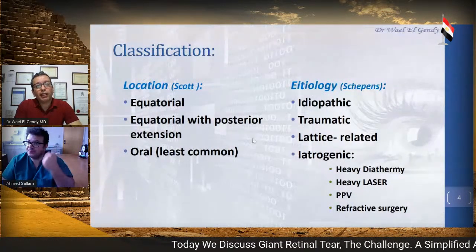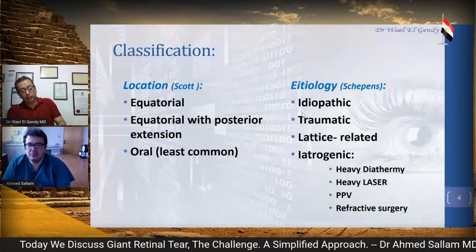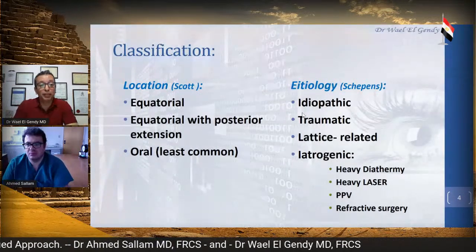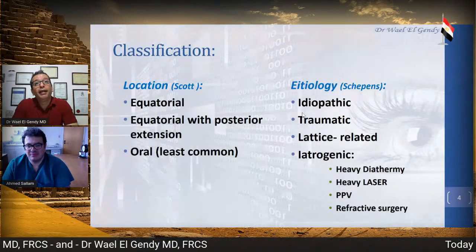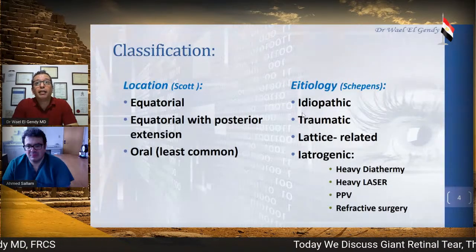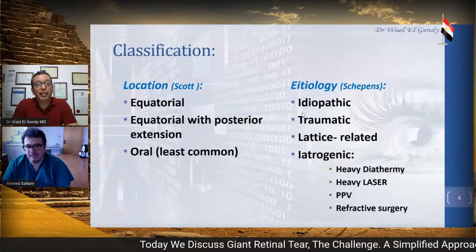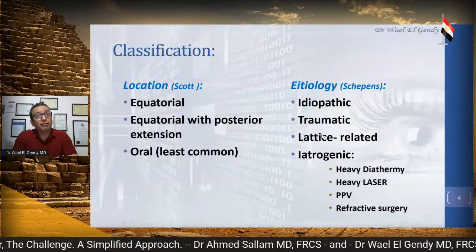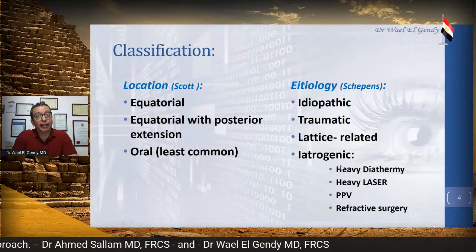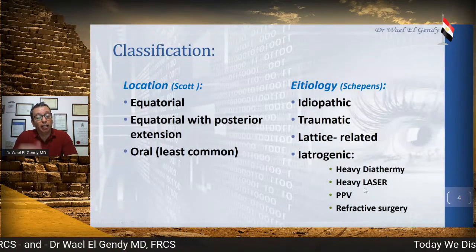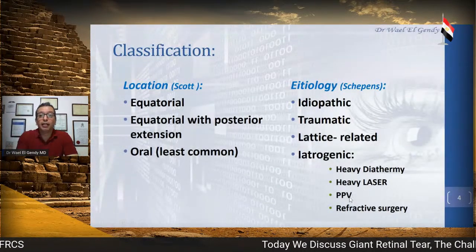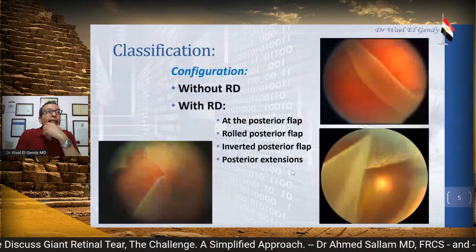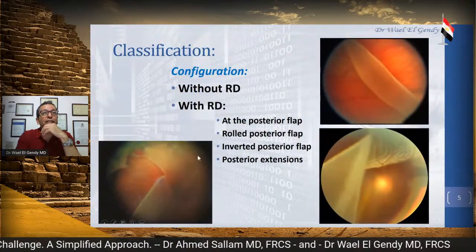The etiology can be idiopathic. It can be traumatic, following trauma, whether open wound trauma, closed wound trauma, or surgical trauma, whether it's vitrectomy, cataract, complicated cataract, or even refractive surgery. It could be lattice related. It could be iatrogenic with heavy diathermy, heavy laser, pars plana vitrectomy, as we said, cataract surgery or refractive surgery. The other classification is according to the configuration itself.